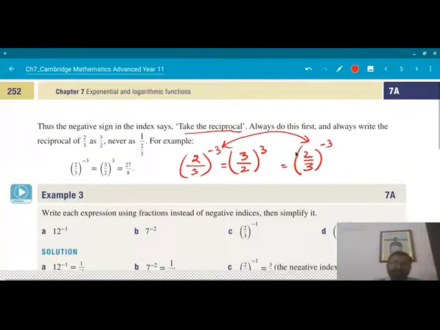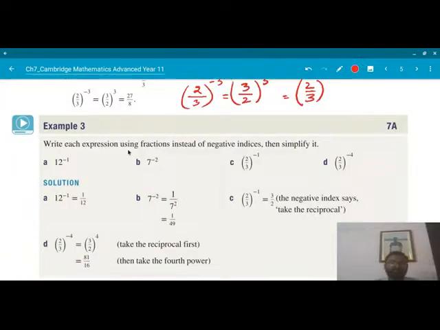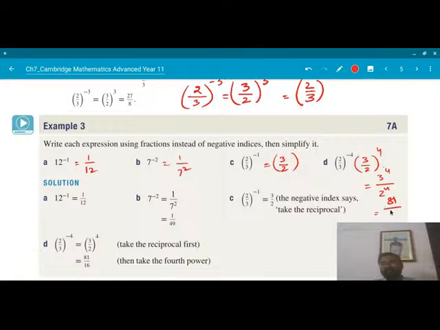Okay. So please write down, instead of negative powers, expressions using fractions. It is 1 by 12. It is 1 by 7 square. So it is 3 by 2 power 1, which is 3 by 2 only, simple. It is 3 by 2 whole power 4. Then after that you can simplify 3 power 4 by 2 power 4. 3 threes are 9, 3 nines are 27, 3 twenty-sevens are 81, by 2 twos are 4, 2 fours are 8, 2 eights are 16. So this kind of simplification is required.